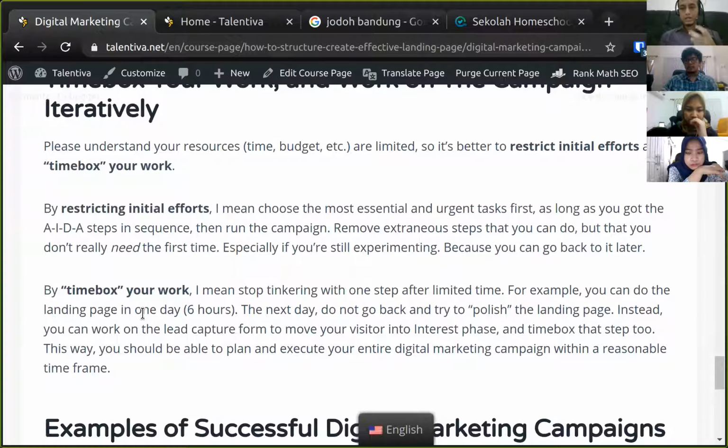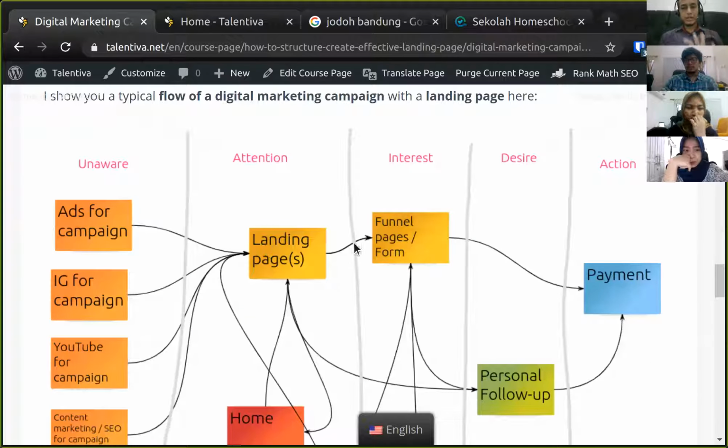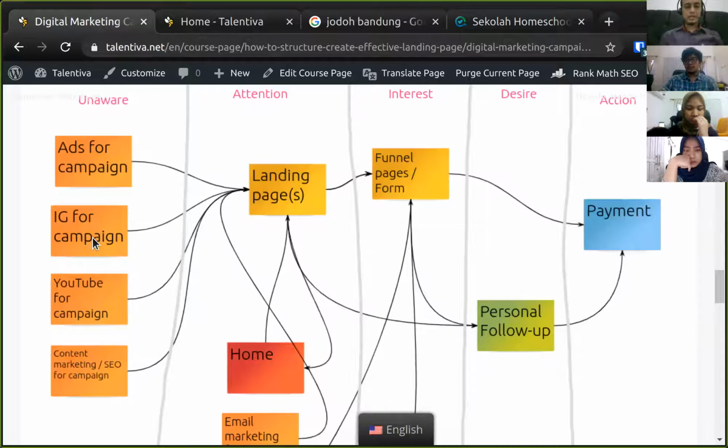And then you work on the campaign iteratively. Basically, you design the landing page, you design the form, and then you design the campaign from unawareness to awareness. Maybe you post it on Instagram, post it on YouTube, and so on. And then you track in Google Analytics, and that's it. And then you measure and respond. How many users are visiting? What are they doing? Why are they leaving? Why are they not filling the form? And when they fill the form, you follow up and see whether your follow up is successful.